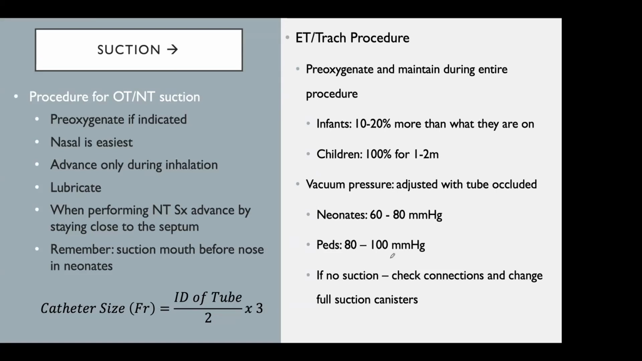So children would do 100% for at least 1 to 2 minutes. Again, we can hyperoxygenate. We'd like to do at least 5 minutes, but sometimes we know it's not possible. Look at vacuum pressures, adjusted with the tube occluded. For neonates, we'll do negative 60 to 80 mmHg, and peds 80 to 100.